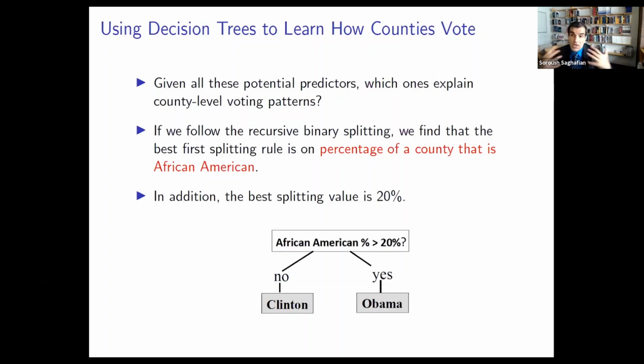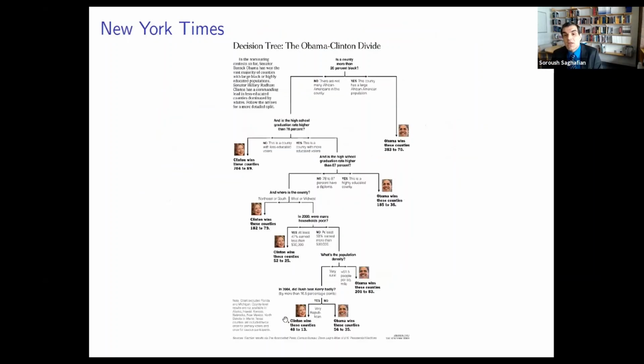But if you're familiar with these techniques, you continue recursive binary splitting, and then you come up with a decision tree that can describe how counties vote. And one of the advantages of this is that it's very interpretable. Actually, you can put it in the New York Times. Every person that looks at it can understand it. Right? Decision trees are very easy to understand. And here you can see that this was actually put in the New York Times. It was communicated to policymakers.